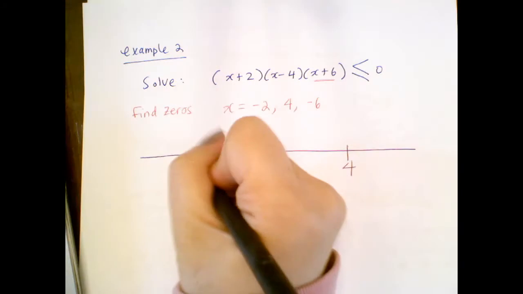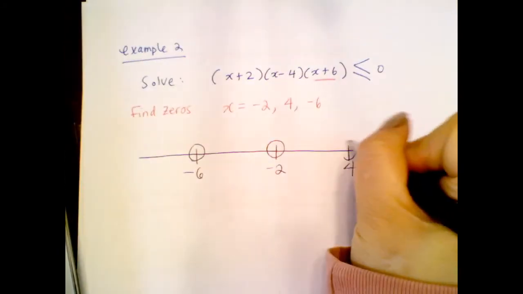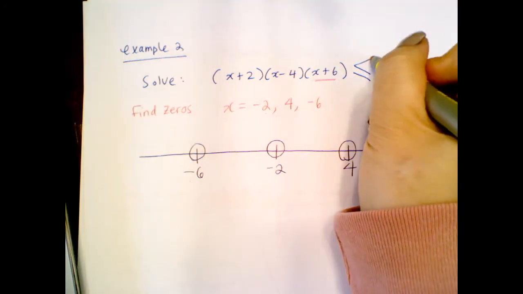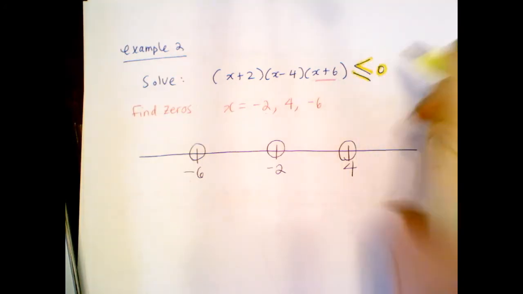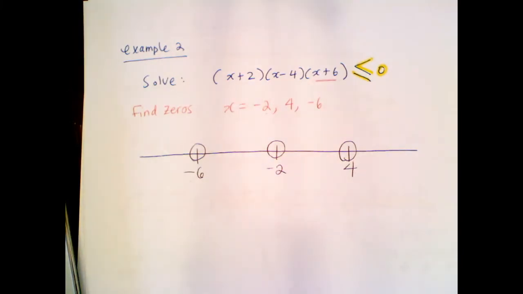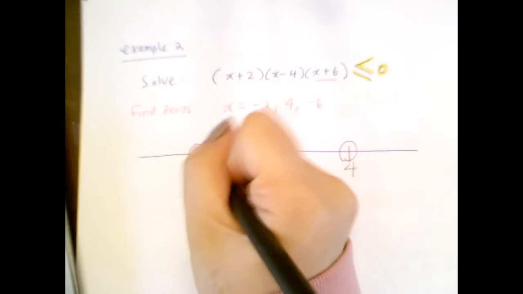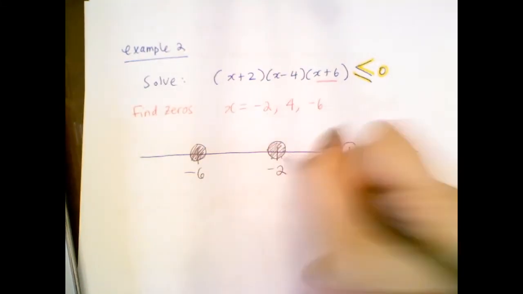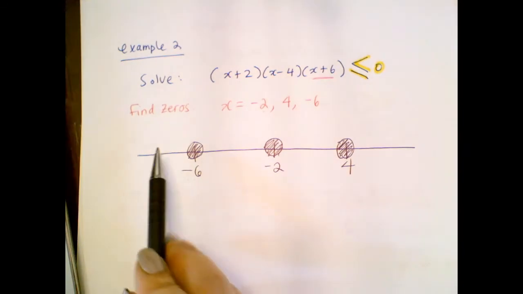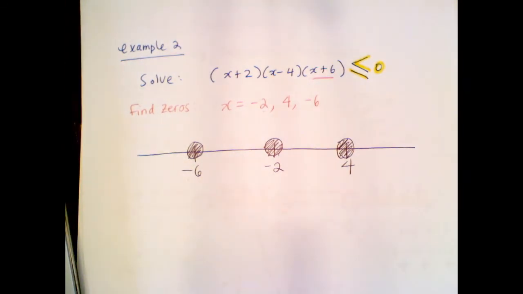Now I'm going to draw circles, and you decide whether we're going to close these circles or leave them open. What do you think? It says less than or equal to 0. So these are the points where the function is 0. So this is the case where we have to close the circle. Okay? So we'll be using brackets this time when we write the final solutions. But now I have 1, 2, 3, 4 intervals to test.